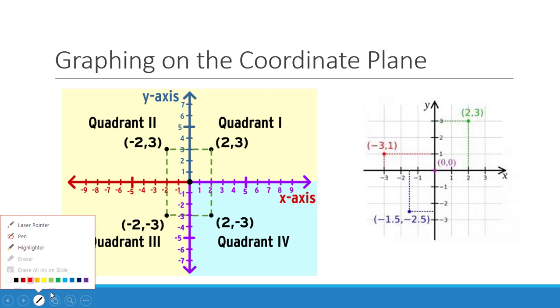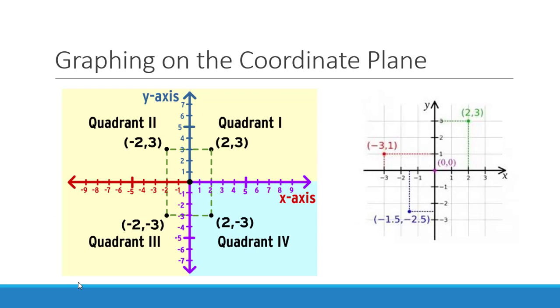So just some reminders about the coordinate plane. When you're graphing on the coordinate plane, you want to be conscious of what quadrant you're graphing in. Quadrant 1 is up here in the top right hand corner. That includes positive numbers both on the x-axis, which is your horizontal axis, and your y-axis.